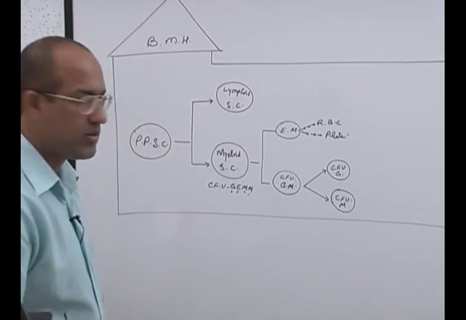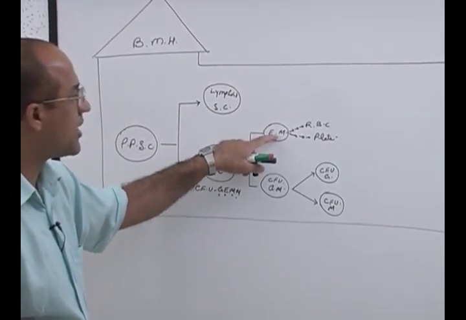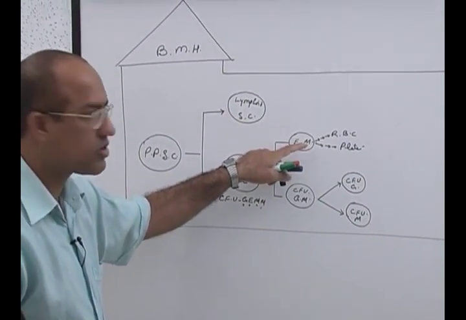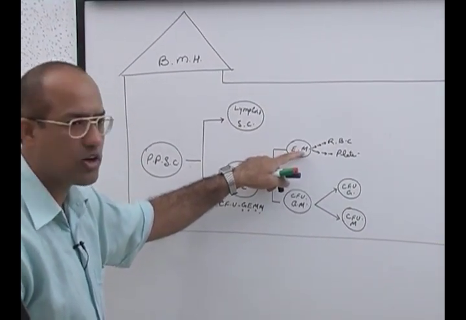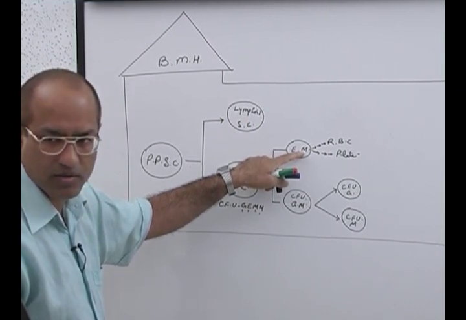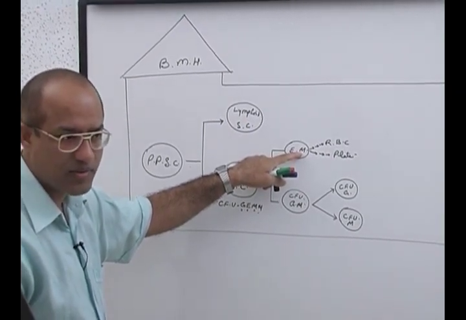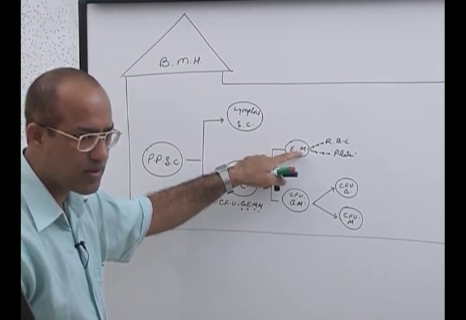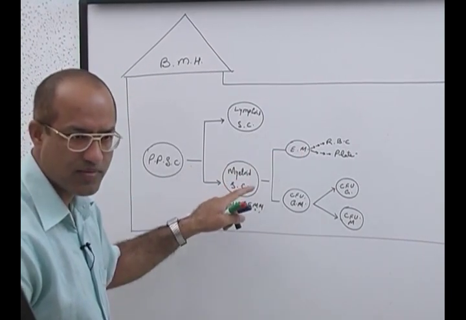What's GEMM again? That is the erythroid megakaryoid line. Erythroid for the red blood cells, megakaryoid line for the platelets, megakaryopoiesis. Is that right? Any question up to here, or is it difficult?